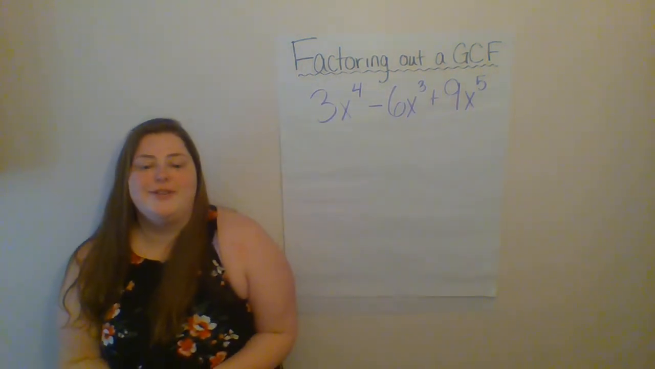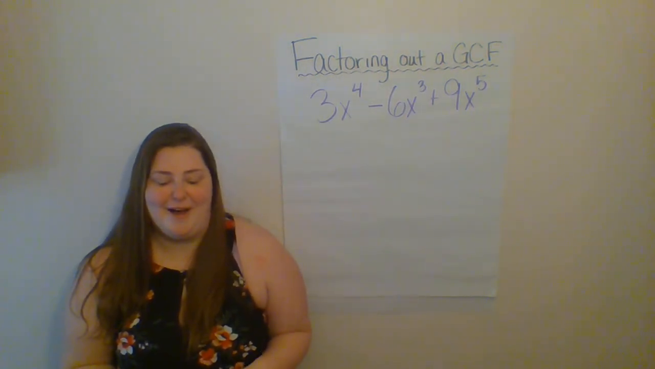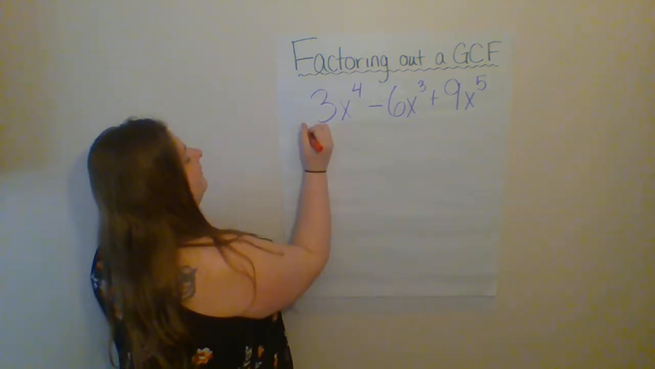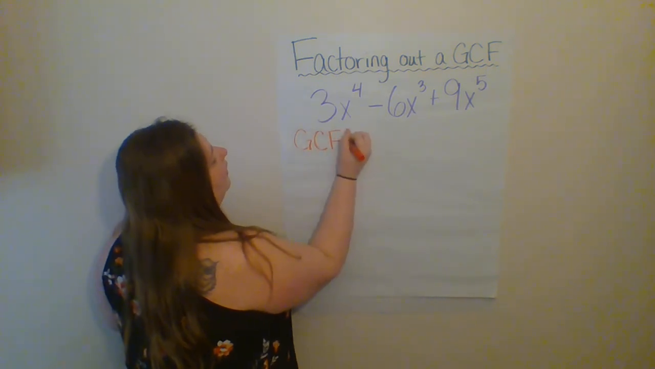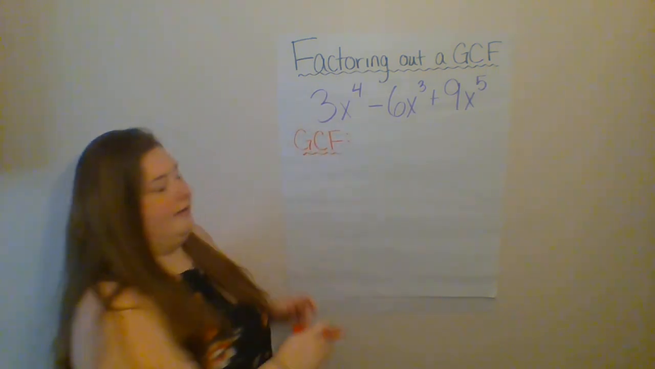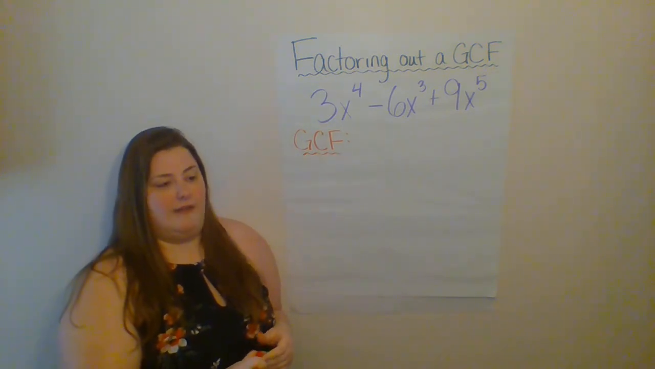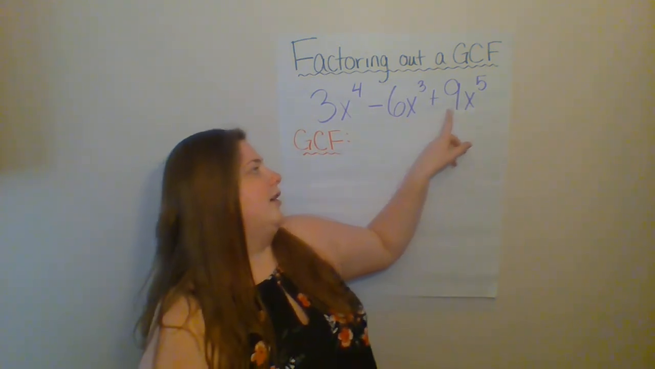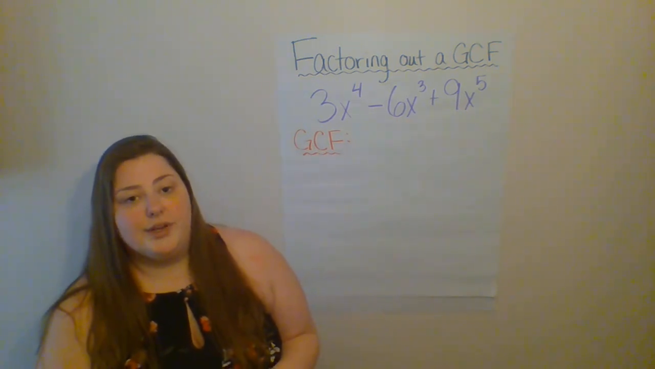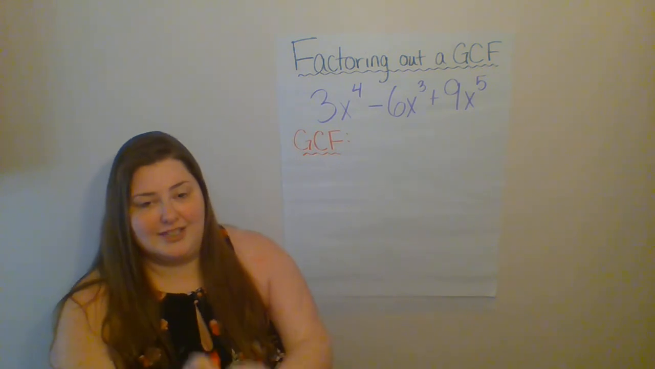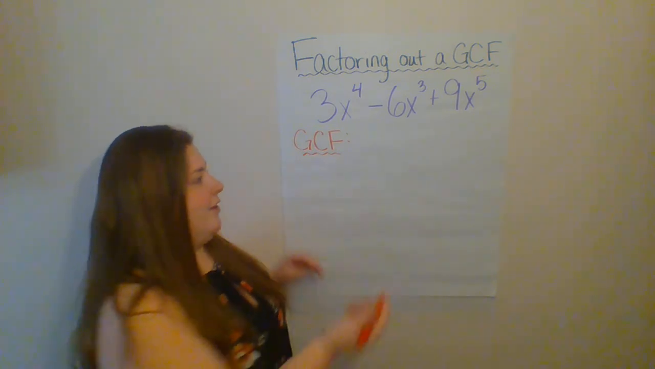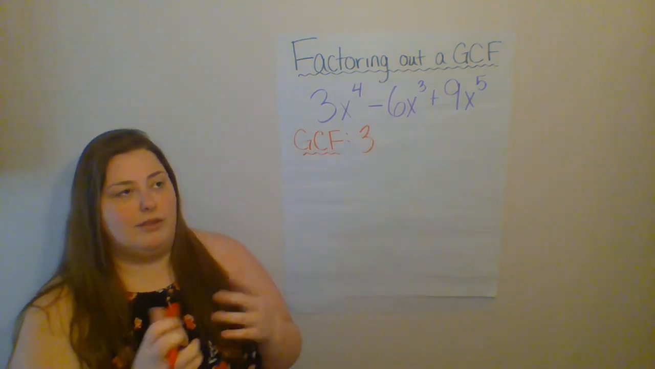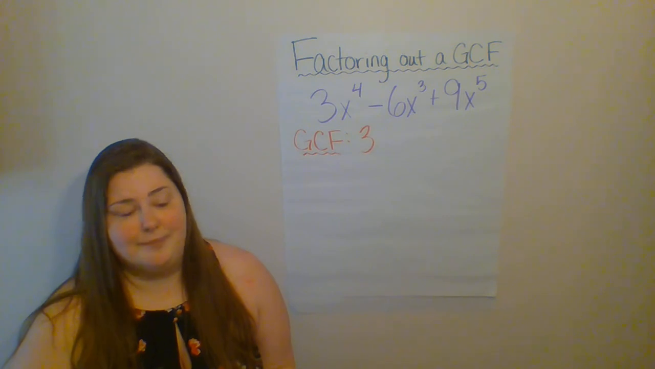Alright, so today we are going to talk about factoring out a GCF of a polynomial. A GCF is a greatest common factor. When we look for the GCF of a polynomial, we first look at all of the coefficients. So in this example, we have 3x to the fourth minus 6x to the third plus 9x to the fifth. So we're looking at 3 versus negative 6 versus 9. Our GCF of those would be 3, because all of them are divisible by 3, and 3 is the highest number that we can divide out of all of them.